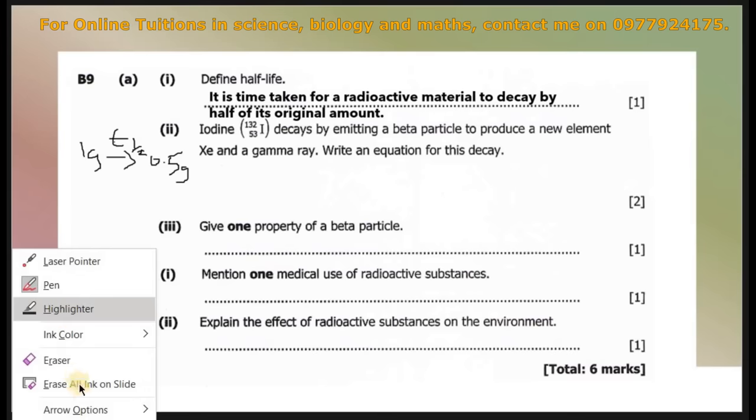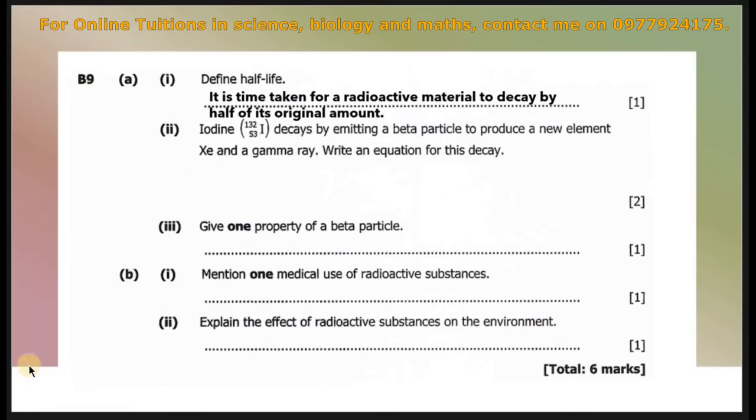Okay, then next, we have this question here. Iodine-132 (atomic number 53) decays by emitting a beta particle to produce a new element, Xe, and a gamma ray. Write an equation for this decay.